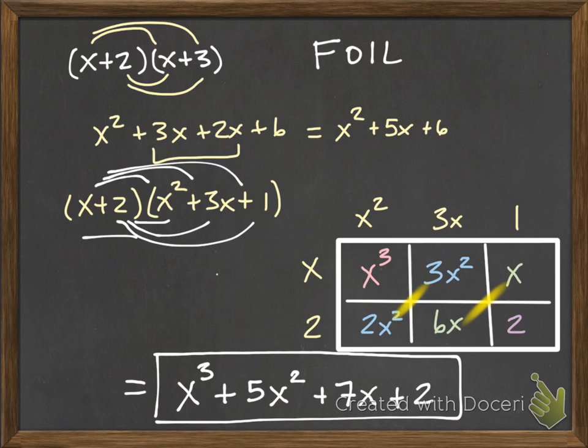So all we did is we distributed. We just multiplied. It's like FOIL, but a little bit longer. And these are your polynomial operations.